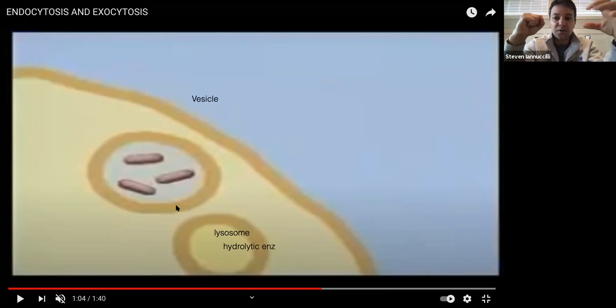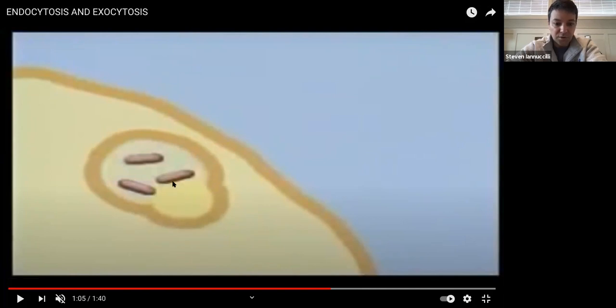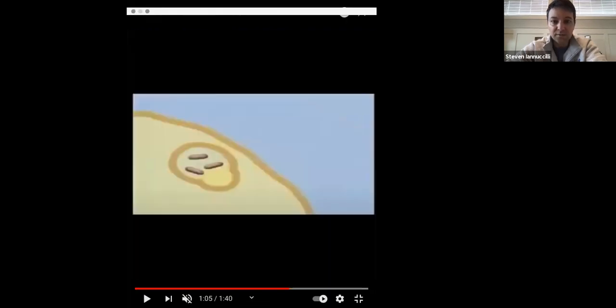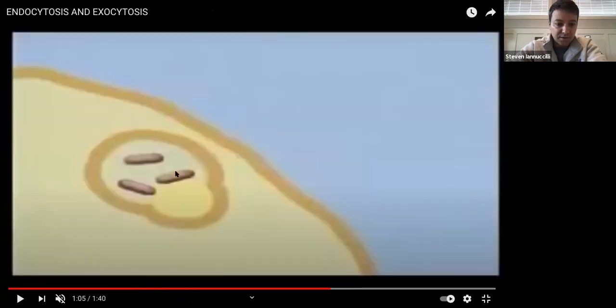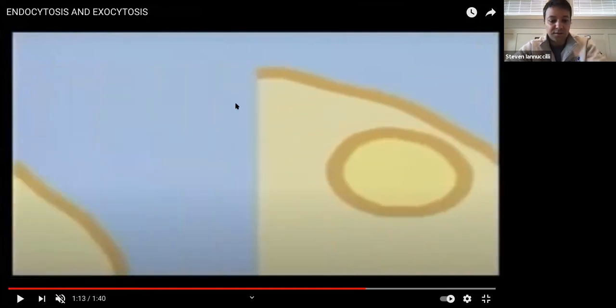So this lysosome is going to merge with the vesicle, and all of the enzymes that are inside the lysosome are going to pour into the vesicle and kill those bacterial cells. Okay, so let me hit play. Okay, it merged with it. Now all of those enzymes that are inside are going to destroy our little bacteria, just like that. Okay, so that's phagocytosis.